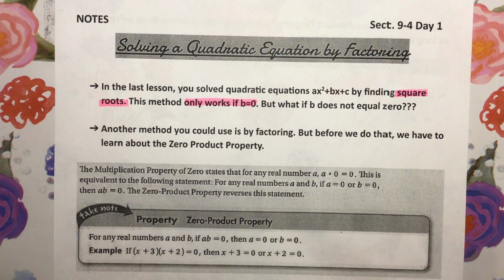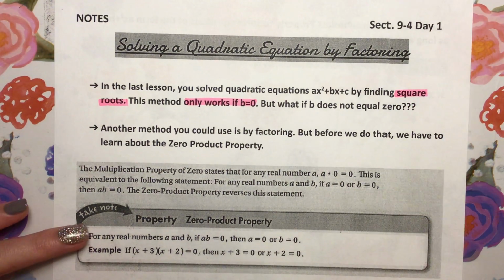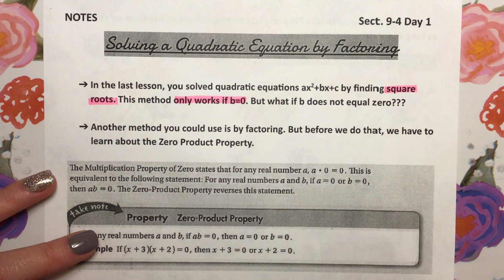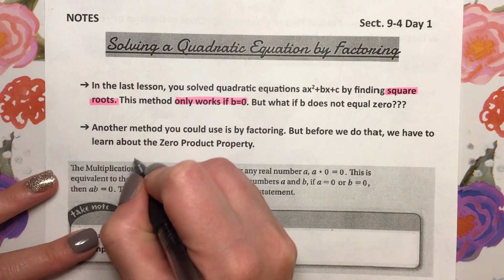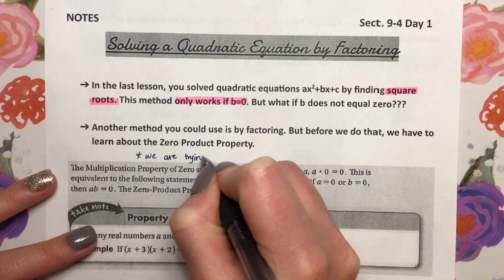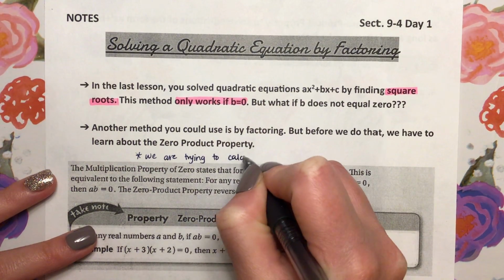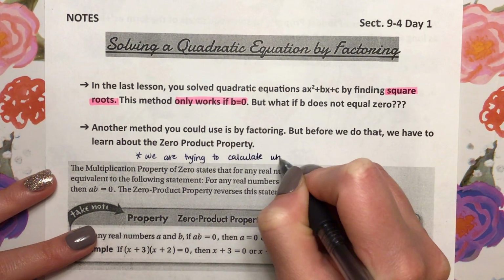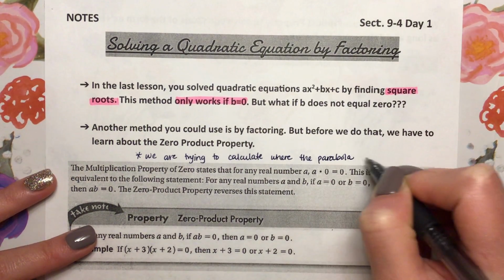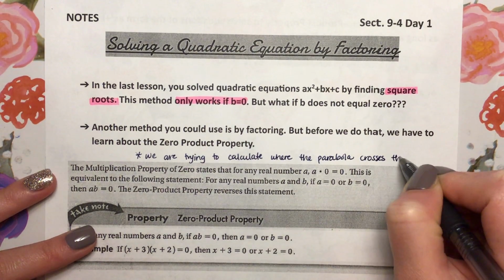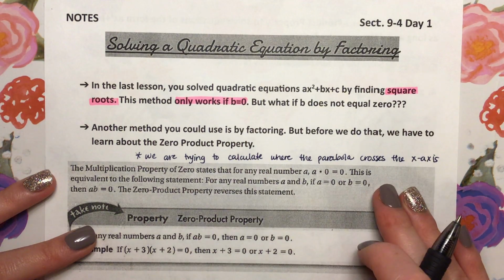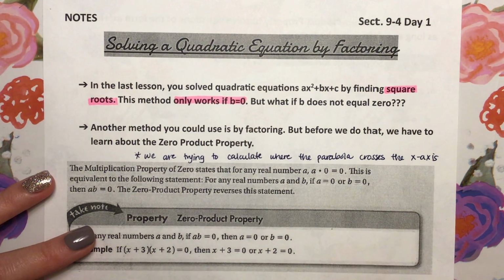So just to remind you what we're trying to figure out, we are trying to calculate roots, or where the parabola crosses the x-axis. That's what we're trying to figure out. We can use that, or we can use factoring to figure that out.